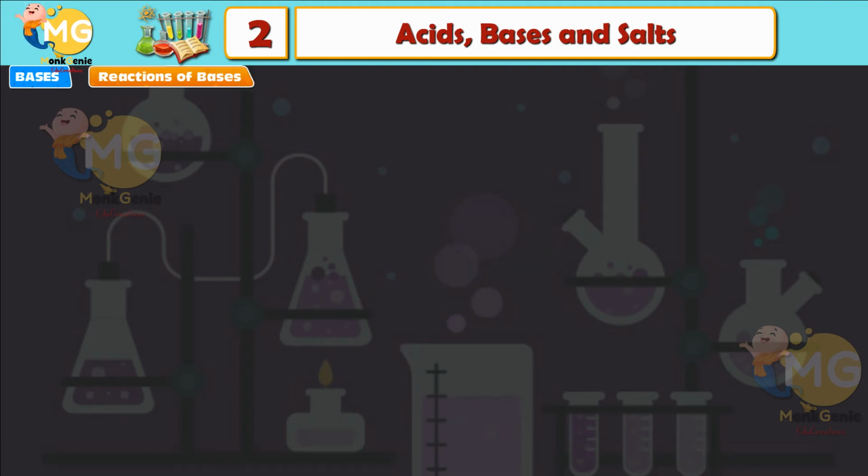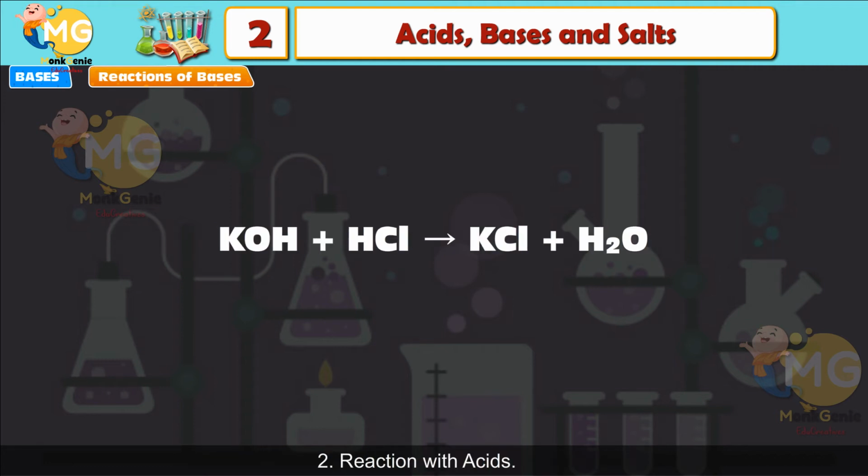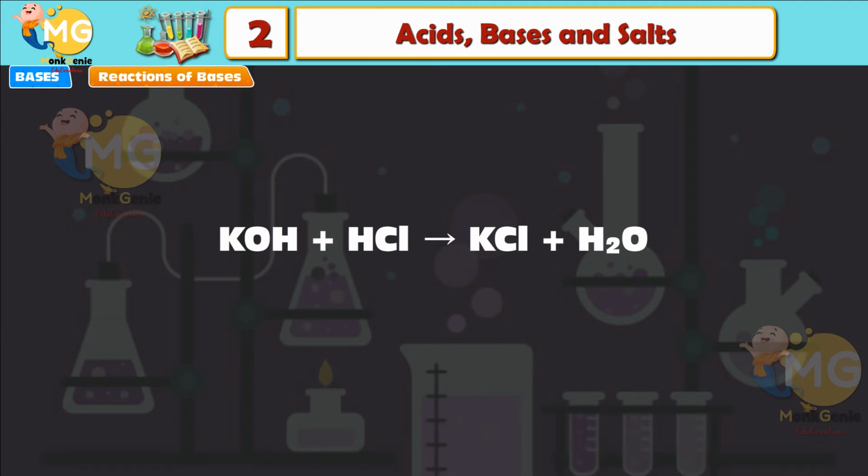Reactions of bases. 1. Reaction with metals. Base reacts with metals and produces hydrogen gas. 2NaOH plus Zn gives Na2ZnO2 plus H2. 2. Reaction with acids. Base reacts with acids to form salts. For example, KOH plus HCl gives KCl plus H2O.